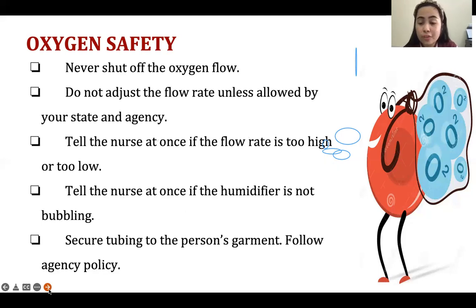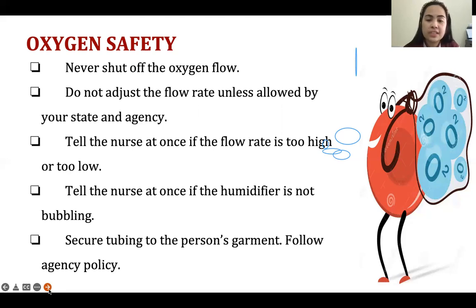Then never shut off the oxygen flow unless it is directed by the doctor or by the nurse. Do not adjust the flow rates unless allowed by your state and agency. You know, some agencies or hospitals will allow you to do that, but ideally, guys, in general, we are not allowed as nursing assistants. This is the job of nurses. Tell the nurse at once if the flow rate is high or low.